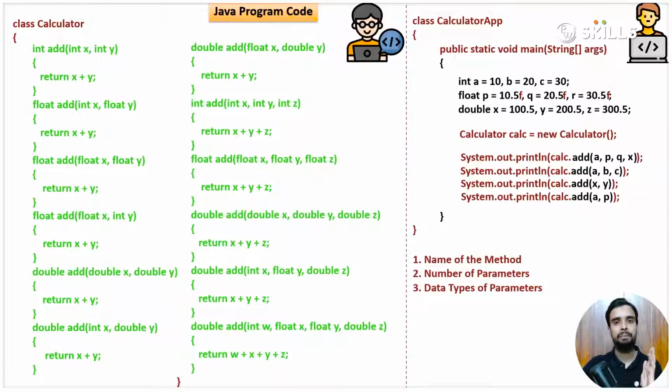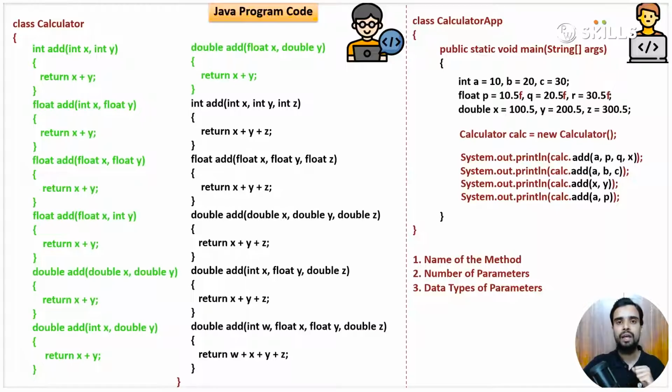The compiler would immediately come back and use the second piece of information, number of parameters. I am looking for an add method with exactly two parameters. Hence, all of these add methods which are accepting three parameters and four parameters are going to get deactivated. And once again, the compiler would come back and now it is going to use the type of the parameters. Calculator class, I am looking for a method called add, which should be accepting two parameters. One of them should be integer type and the other one should be float type.